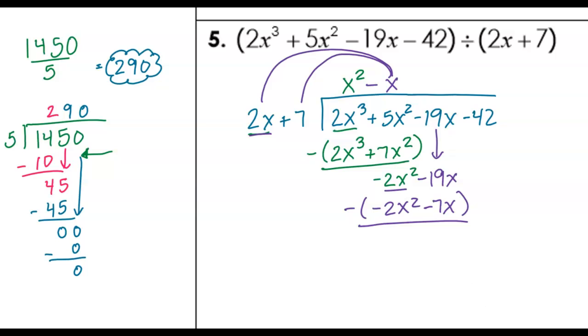Negative 2x squared minus negative 2x squared is actually negative 2x squared plus 2x squared, so it cancels to 0. And negative 19x minus 7x is actually negative 19x minus 7x, which is negative 26x... wait, as stated: negative 19x plus 7x, which is negative 12x. And then we bring down our last term.